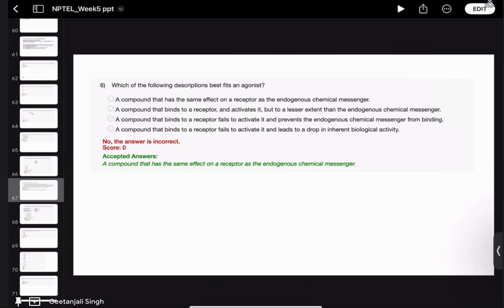So when we talk about an agonist, we talk about the kind of messenger that has the same effect as the natural ligand on the receptor. So option A is correct. The second one is talking about a partial agonist. The third one is again a poison, and it fails to activate it. So that is an antagonist, and the last one is poison.